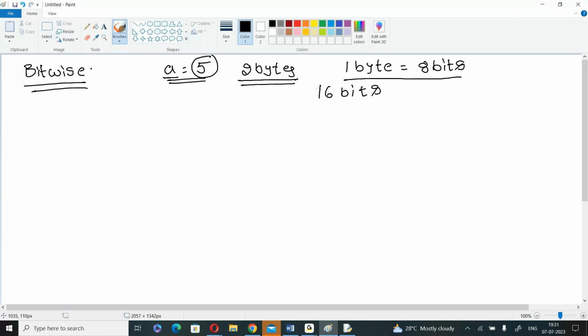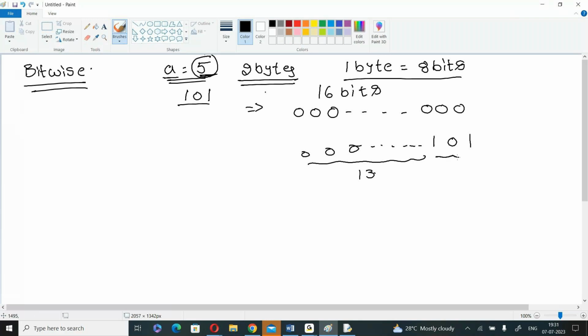Total 16 bits of memory is allocated. How? 0, 0, 0 and so on. These are the total 16 bits. Now, within that memory, how is the value 5 stored? What is the binary representation of 5? This is not related to our program, but the binary value of 5 is 101. So 101 and the remaining are 0s, so a total of 13 zeros and 3 bits.